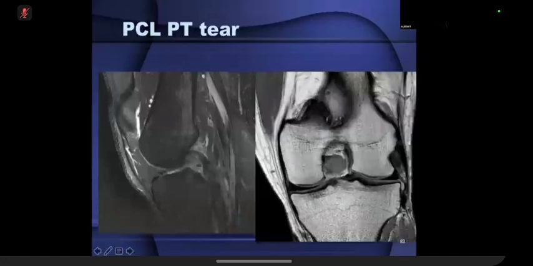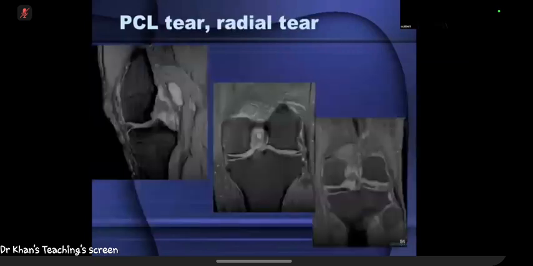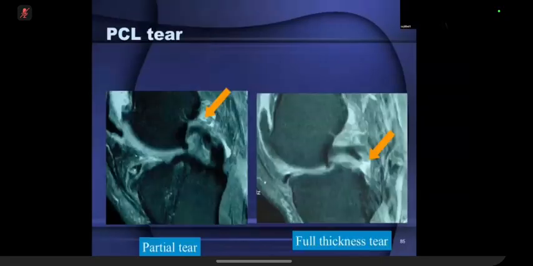Here again, we can see a big swollen PCL on this side, and you've got a swollen PCL here with an injury present towards the femoral side. Combination of findings here. We've got no PCL, so there's a tear here, big cystic lesions present there, and you've got a tear of the lateral meniscus.